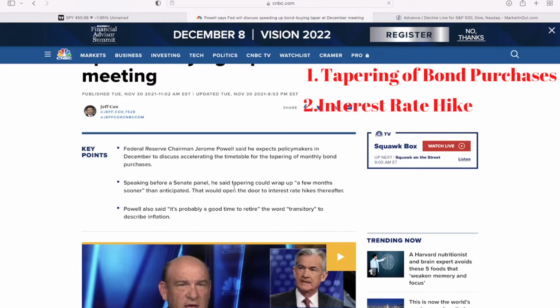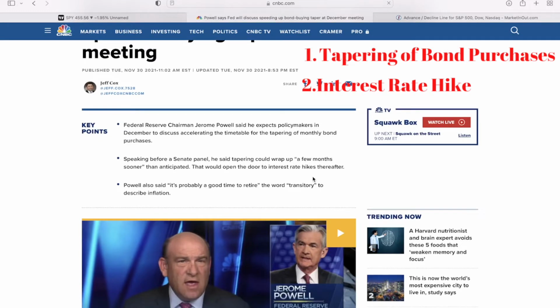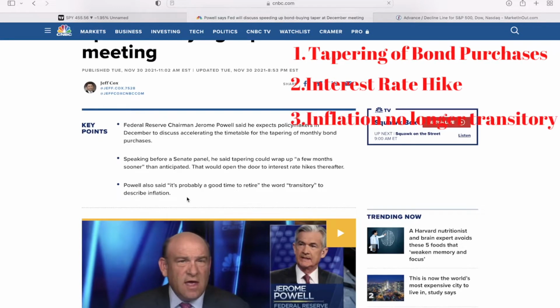For the second point, it mentions that after tapering wraps up, it could lead to interest rate hikes. This likely means that interest rate hikes will also be pushed forward. And when interest rates rise, this generally affects stock prices. For the third point, Jerome Powell finally mentioned that it's probably time to retire the word transitory when it comes to describing inflation in the economy. Most of us in our everyday life would have already noticed inflation being around for quite a while. But it is another thing when the Fed finally admits that the word transitory is no longer right to describe inflation. So these are the three main fundamental and macro factors that are affecting the stock market right now.